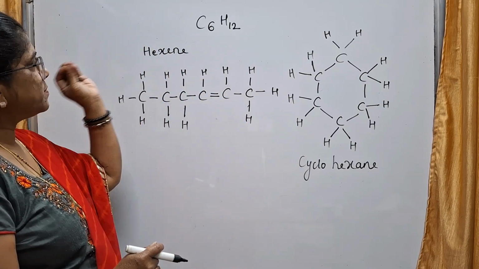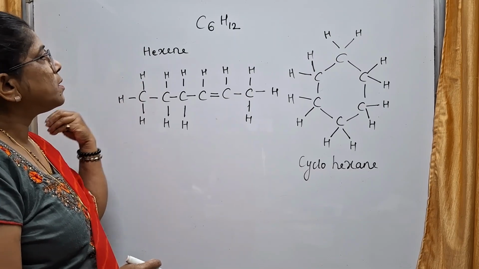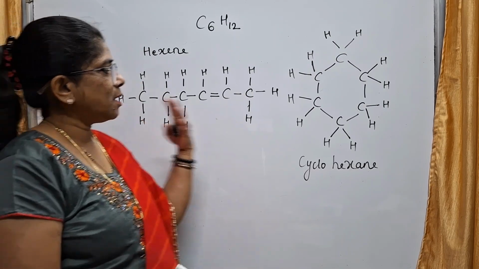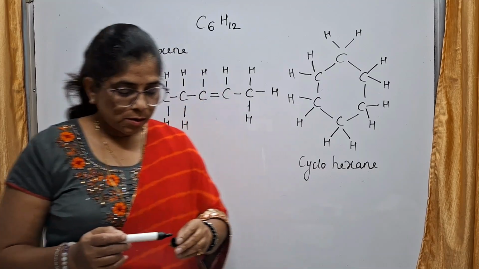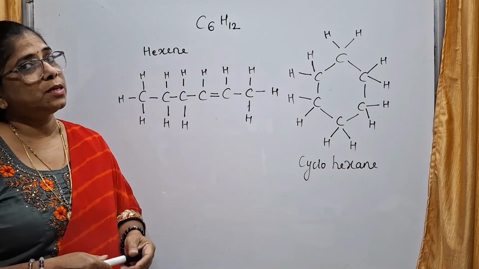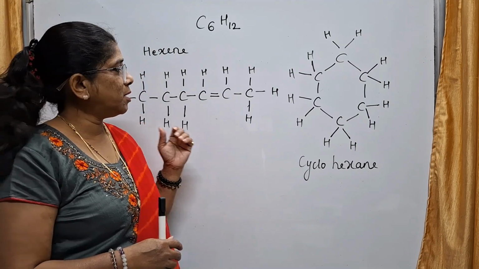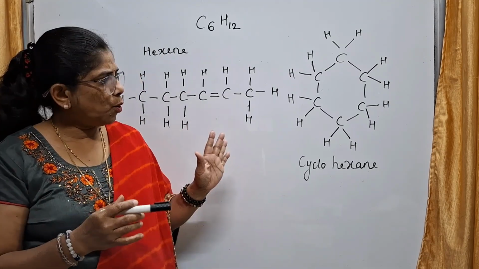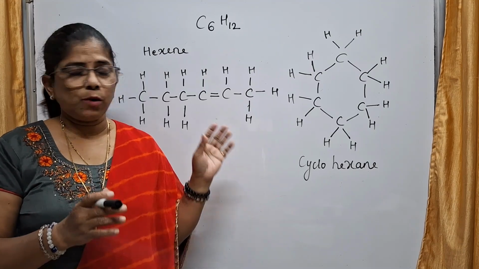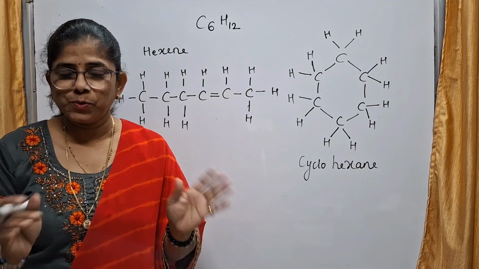The molecular formula is the same, C6H12. So one is hexene and another one is cyclohexane. This is all about the structural isomers: the compounds having the same molecular formula but different structural formula. So I hope this interesting and important concept of structural isomers is quite clear to you.